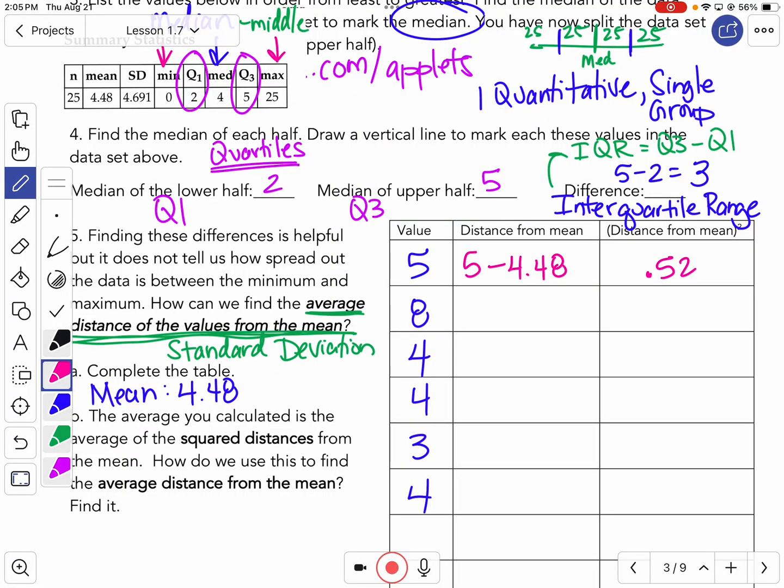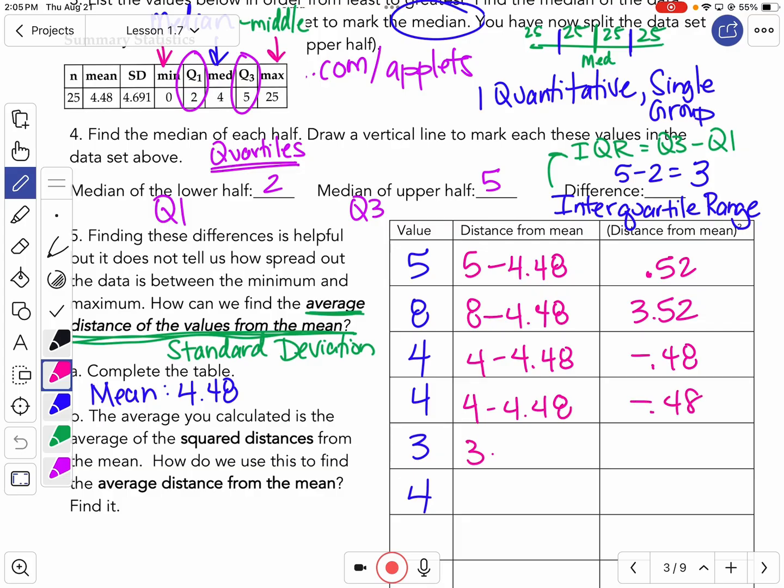All right. Then I would do it again, okay? So then I would do 8 minus 4.48, and that's going to be 3.52. And then 4 minus 4.48 would be a negative 0.48. All right, and so it would happen again. Again, you don't have to write any of this down. I just want you to watch.